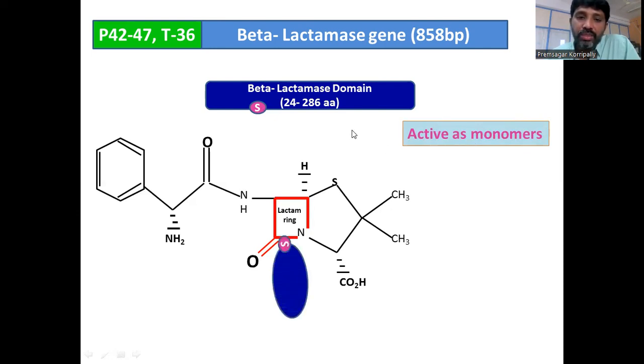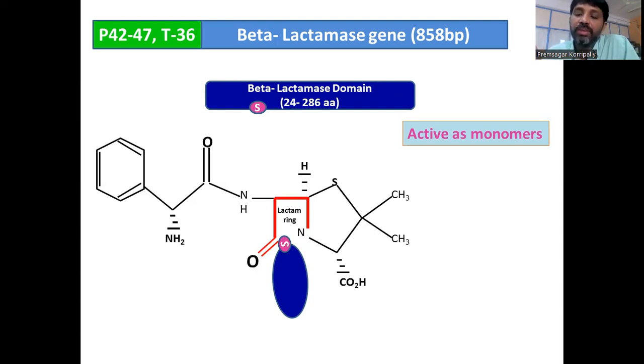As I told you, the beta-lactamase active site consists of serine, the 70th amino acid. That serine with the OH breaks down the amide bond of the beta-lactam ring. This bond is hydrolyzed, and once it is hydrolyzed, the penicillin is converted to penicillinic acid. That's an inactive form, so it cannot inactivate the DD-transpeptidase.